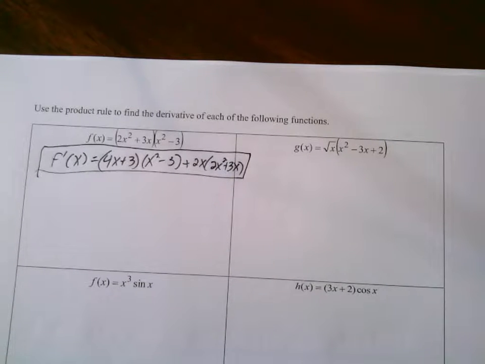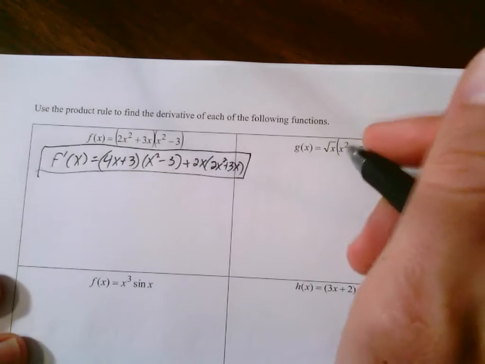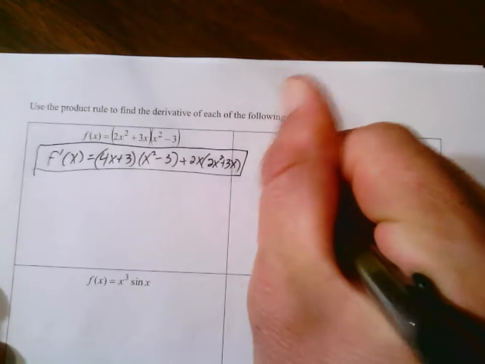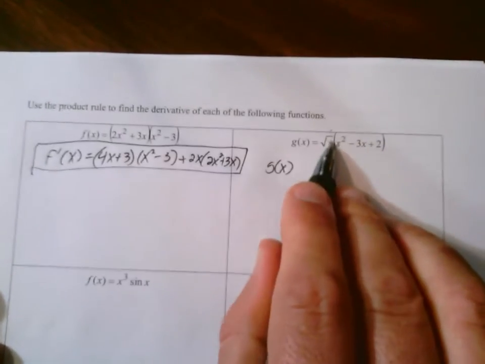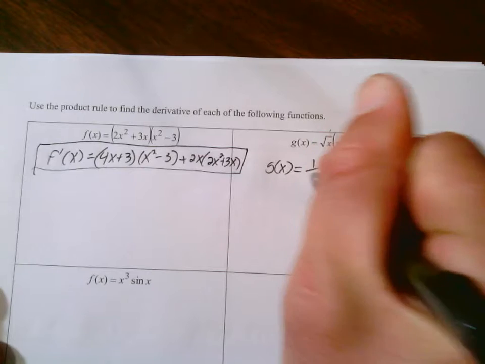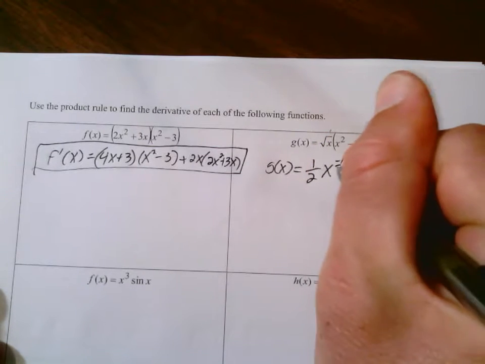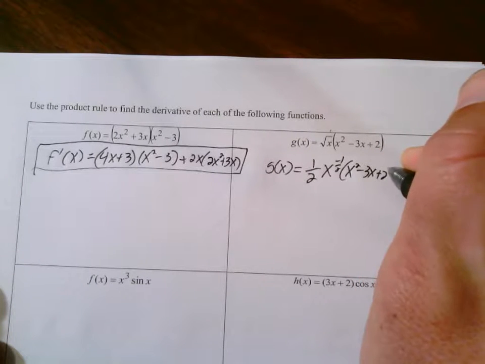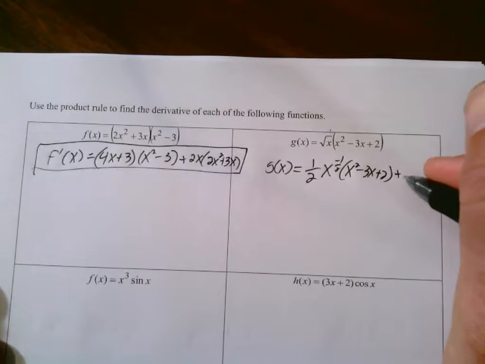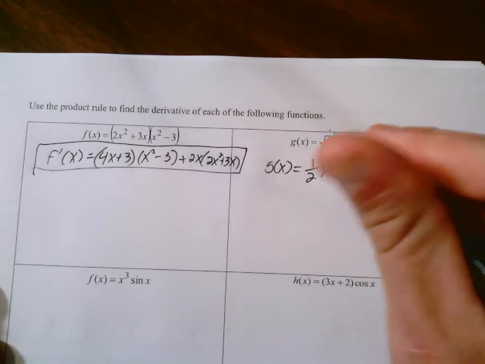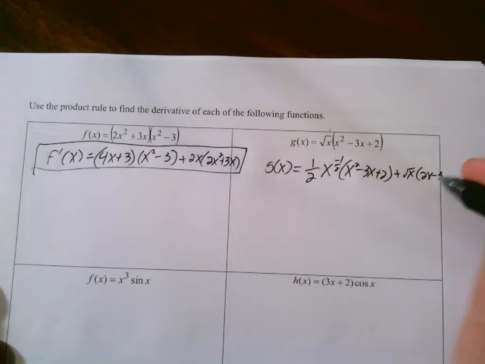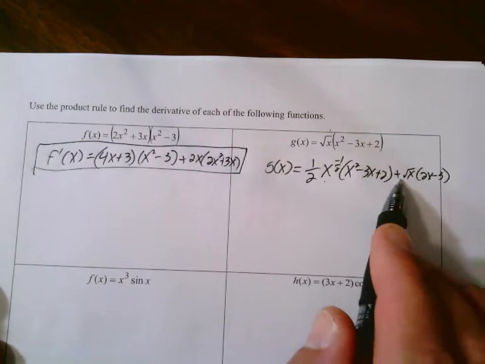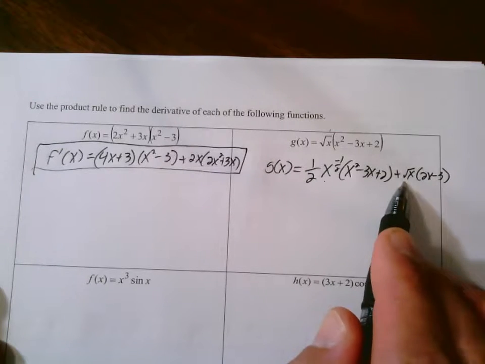It doesn't say simplify to only 3 terms of x or prove something. If we have to prove something, then we may have to work with some trig. Alright, the derivative of the square root of x is 1/2 x to the negative 1/2 times x squared minus 3x plus 2 plus square root of x times 2x minus 3. The derivative of the first part times the second part plus the derivative of the second part times the first part.